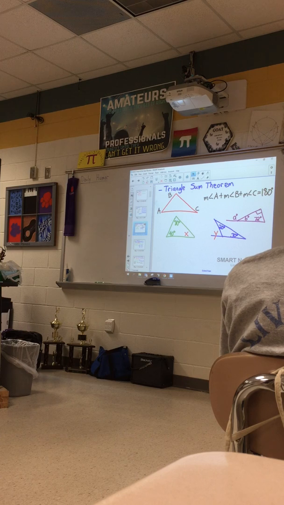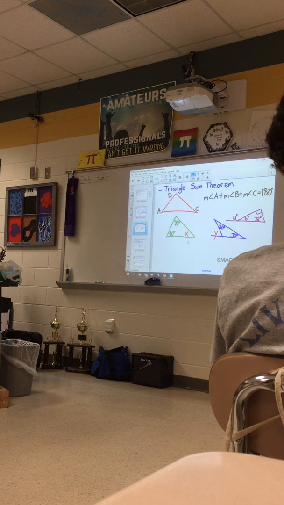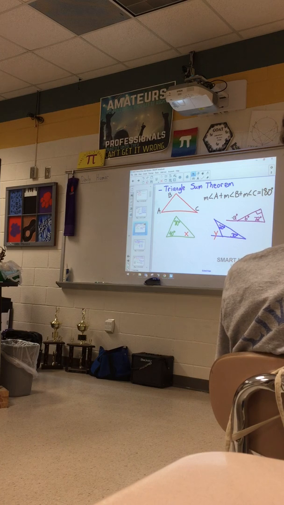Triangle sum theorem: all three angles of the triangle add up to 180 degrees. So on the green one, I've got 80 and 40, that's 120, so x would have to be 60. Over here on the purple triangle, I've got a right angle here, I've got 72 here. So 90 plus 72 is 162, so B would have to be 18. If B is 18, then subtract that from 180, and A is equal to 162.